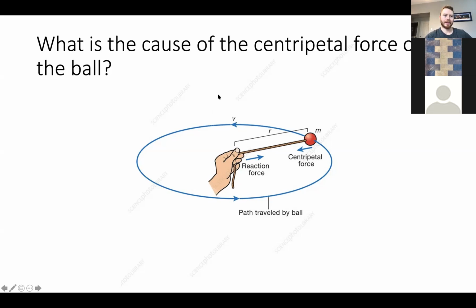Okay, so in this case, the force that is causing the ball to move in a circular motion is the force of tension exerted by the string. So the tension in the rope is the cause of the centripetal force on this ball.